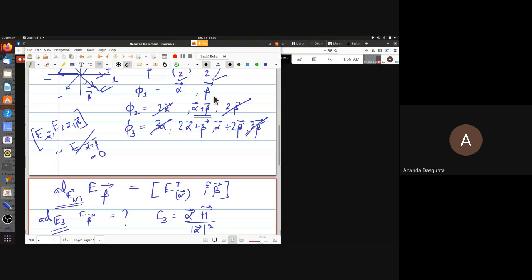Which means alpha plus beta is a root, but 2 alpha plus beta cannot be. You can shift beta once in the direction of alpha, but not more than once because P is 1. Clear? Yes, sir. What about alpha plus 2 beta?